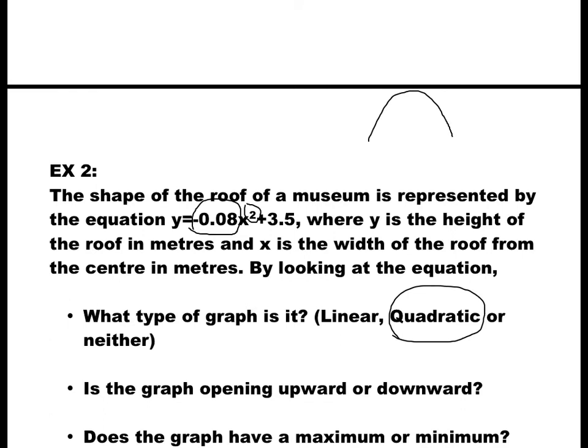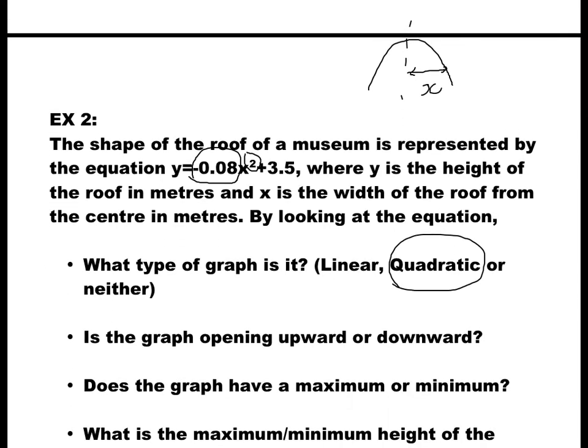Now, if we go back to the original equation, I just wanted to explain what exactly x is. It says x is the width of the roof from the center in meters. So if this is the center, x is the width, which is here. So this is our x from the center.